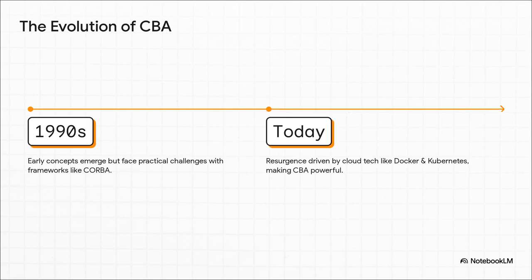Now, this idea has actually been around for a while. It first popped up back in the 1990s. The theory was solid, but honestly, the technology just wasn't quite there yet. Fast forward to today, and this architecture is everywhere. So what changed? Why is it blowing up now? Well, in a word, the cloud. Technologies like Docker and Kubernetes have created the perfect environment for these independent components to be built, deployed, and scaled way more efficiently than ever before.